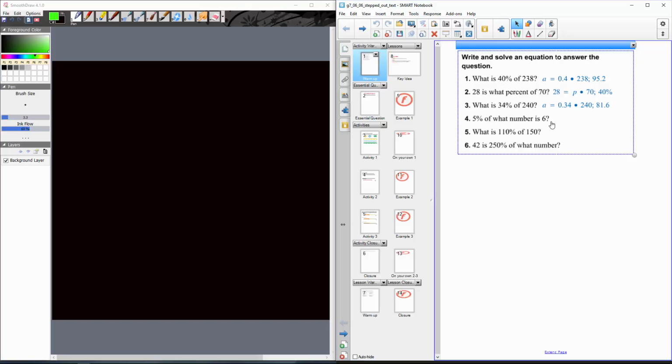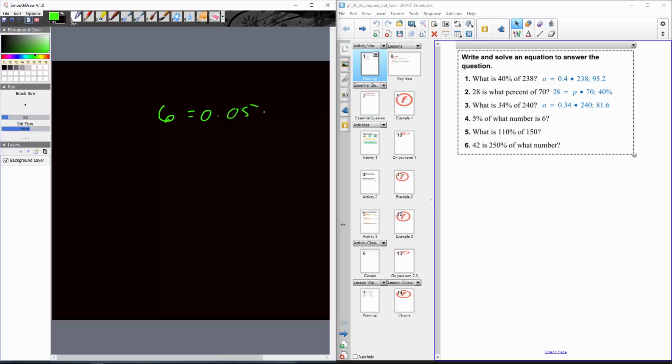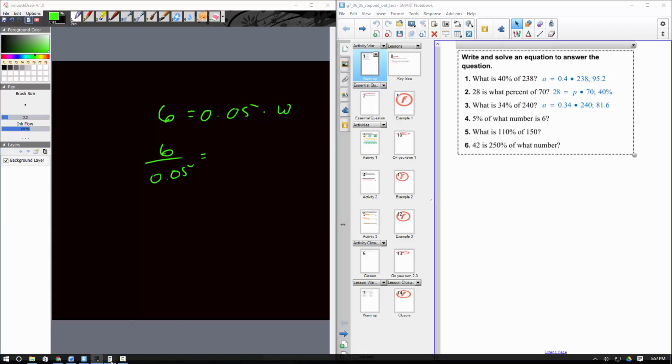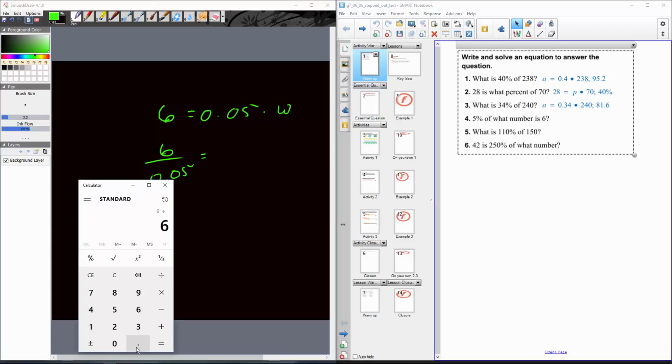5% of what number is 6? So we know that we plug in this whole equation that we had, so it'd be like 6 equals 0.05 times something. And we're going to divide this, so I would take 6 divided by 0.05. And if I do that, I get 120.